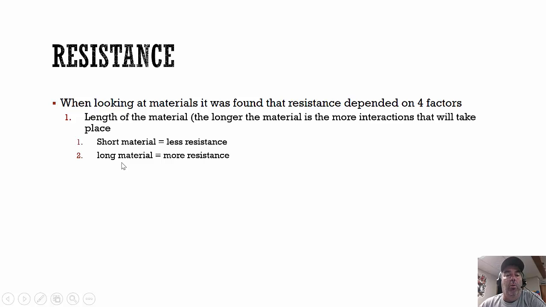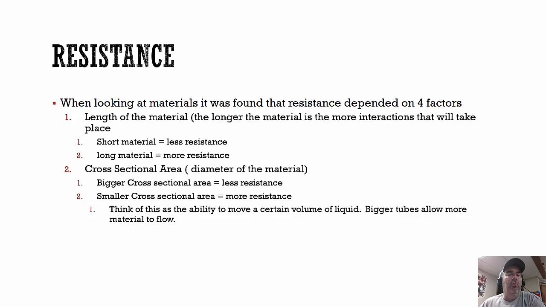Longer materials or longer wires are going to give you more resistance, and the reason is that you're going to have more interactions between the particles, more of them bumping into one another, going from point A to point B. The second one is cross-sectional area. What I basically say is this is the diameter of the material. If you want, you can say the diameter of the wire.